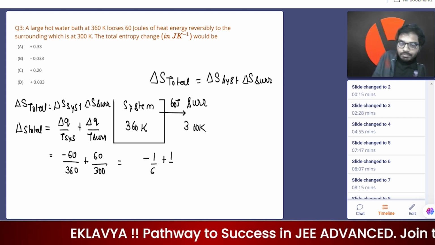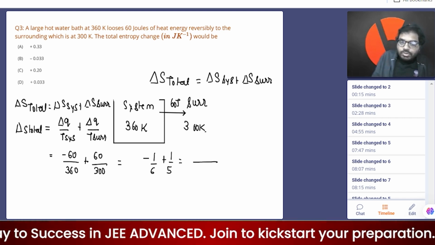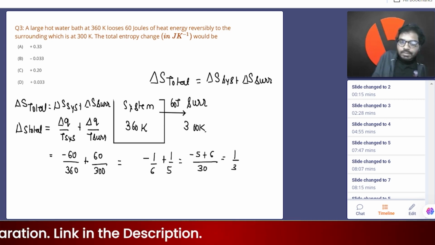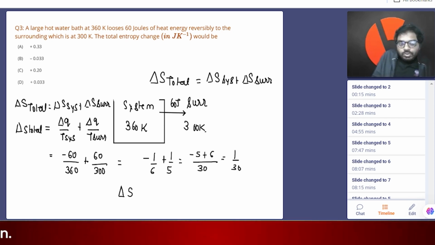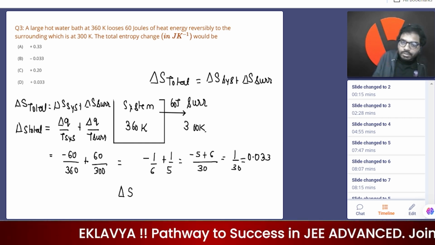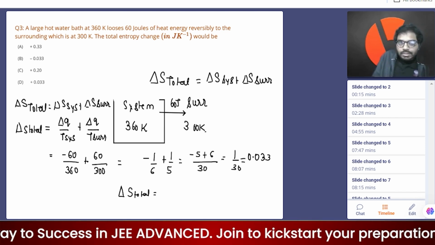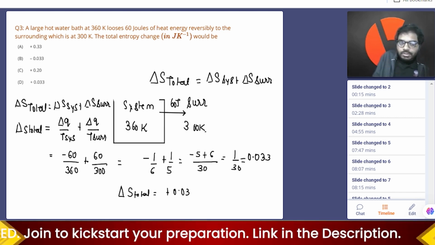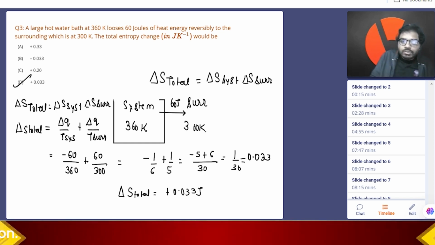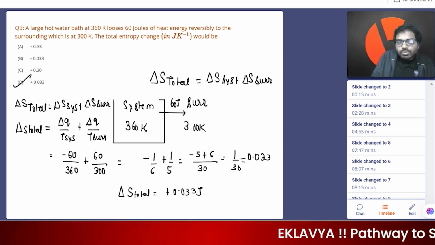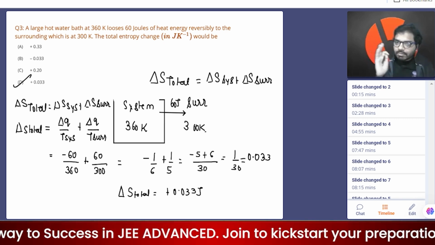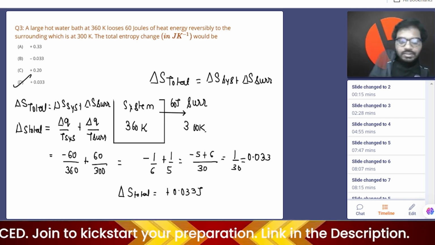It will become minus 1 by 6 plus 1 by 5. On solving, we take the common denominator, which is 30, so it becomes minus 5 plus 6, so it will be 1 by 30. On solving, we will get 0.033. So delta S, the total entropy change here, will be positive 0.033 joule per Kelvin. So the answer here will be D. We have to apply this particular formula, that total entropy is equal to entropy of the system plus entropy of the surrounding. I hope this question is clear to you.